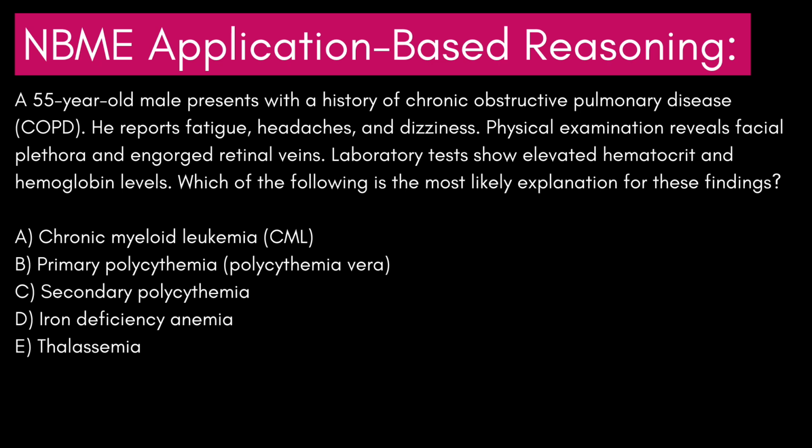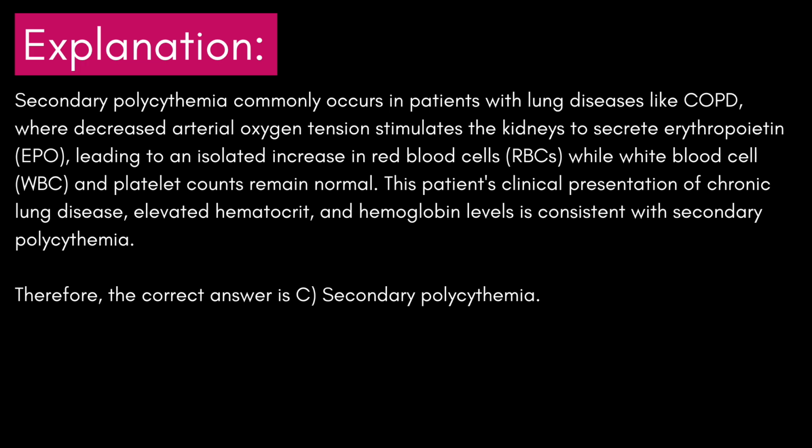Otherwise, moving on now. Secondary polycythemia commonly occurs in patients with lung diseases like chronic obstructive pulmonary disease, where decreased arterial oxygen tension stimulates the kidneys to secrete erythropoietin, leading to an isolated increase in red blood cells while white blood cell and platelet counts remain normal. This patient's clinical presentation of chronic lung disease, elevated hematocrit, and hemoglobin levels is consistent with secondary polycythemia. Therefore, the correct answer is C, secondary polycythemia.